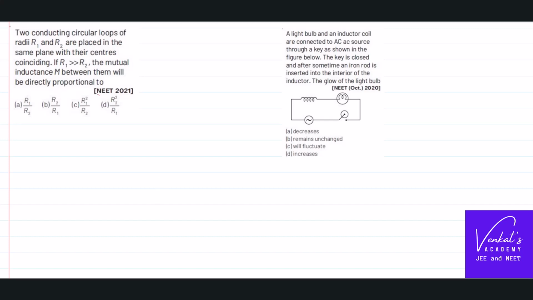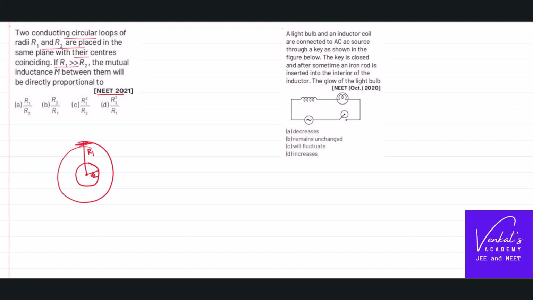This is the NEET 2021 question in electromagnetic induction. It says, two conducting circular loops of radii R1 and R2 are placed in the same plane with their centers coinciding, and R1 is greater than R2. So if I have to draw the diagram, that means the inner one is R2 and the outer one is bigger as per the problem. The outer one is R1.